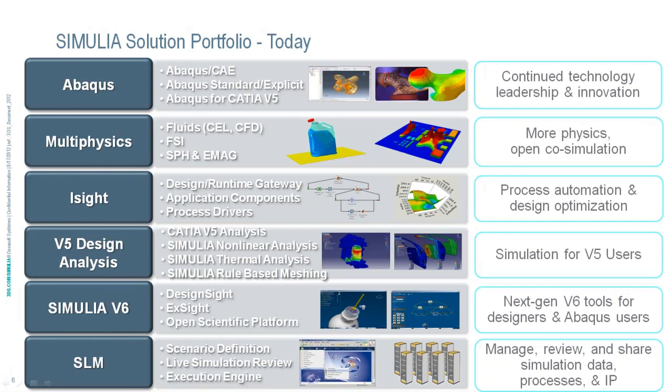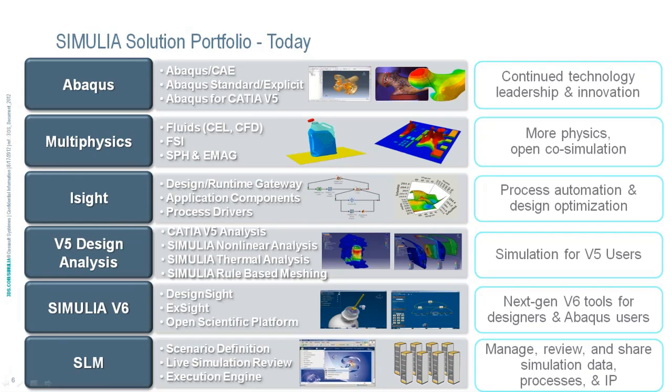Our actual product portfolio includes Abaqus, Unified FEA, Multiphysics, Isight, which we're going to talk about today, SLM, CATIA V5 Design Analysis, and the just released CATIA V6 environment, which includes Simulia simulation products, including DesignSight and Xsight. If you want more information on any of these products, feel free to visit our website or contact me after this presentation.